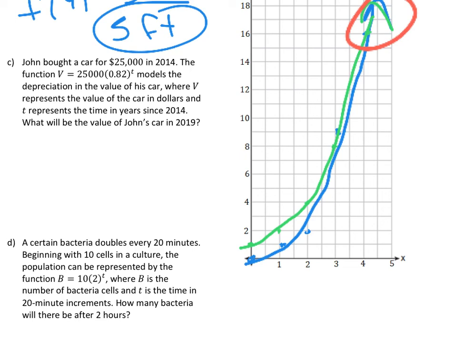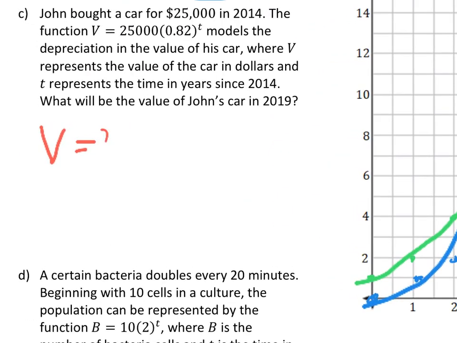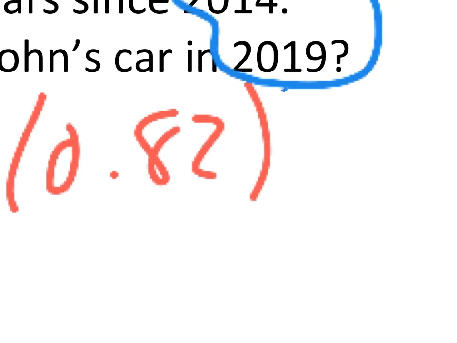So V is the value of the car. We don't know that. We're going to leave it alone. But we know that the car started at $25,000. The rate of change is always going to be 0.82. So now T is time. So we need to know time in years since 2014. So if it started in 2014 and they want to know 2019, how many years is that since 2014? Well, that's 5 years, so I'm going to raise it to the 5th power.